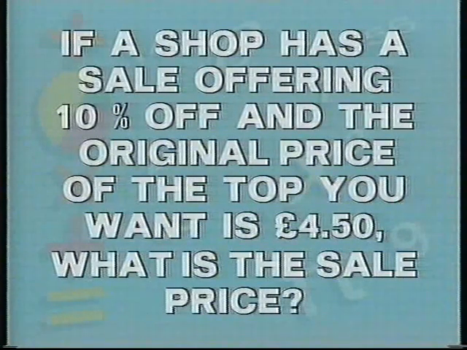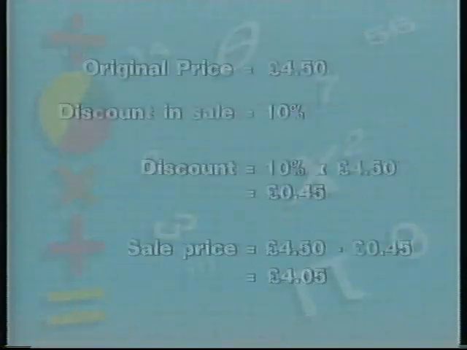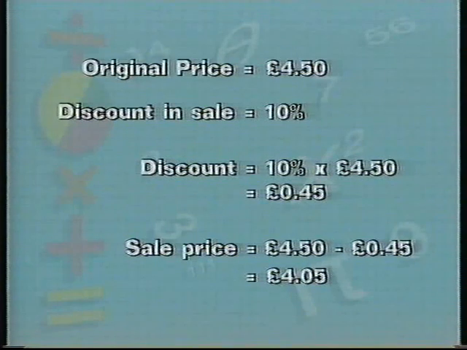Percentages often turn up when you go shopping. If a shop has a sale offering 10% off and the original price of the top you want is £4.50, what is the sale price? Well, 10% of £4.50 is 45p. So the sale price will be £4.50 minus 45p, which is £4.05.